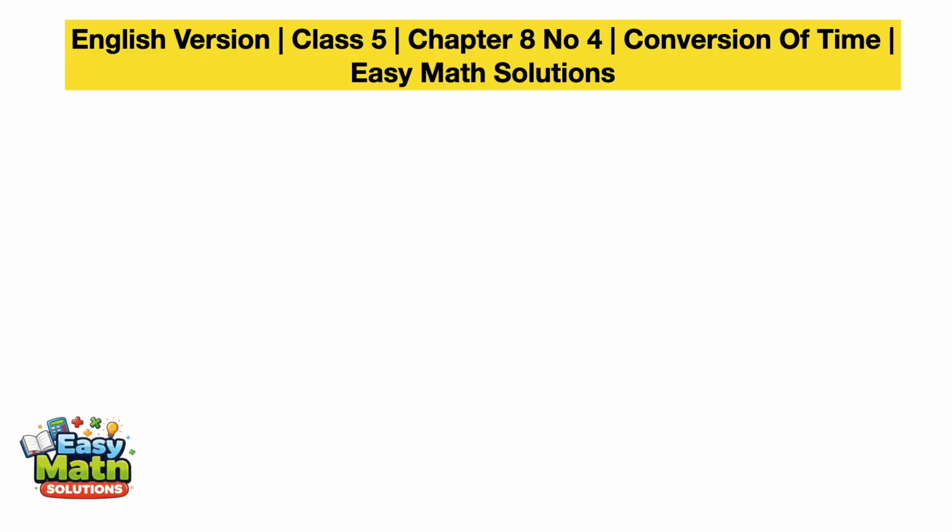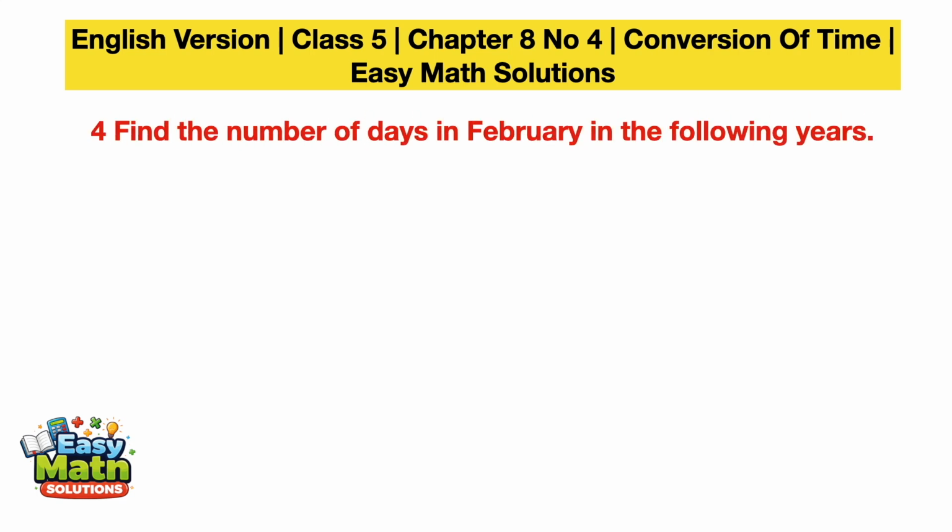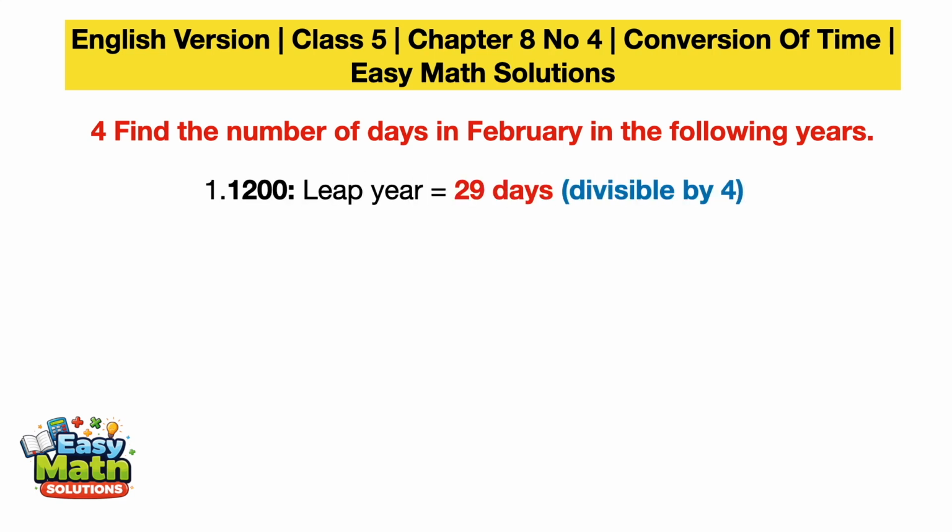English version mathematics class 5 chapter 8 time conversion. Number 4, find the number of days in February in the following years. Number 1, 1200. It's a leap year, because a leap year can be divided by 4. If the number of the year can be divided by 4, that means it's a leap year. Okay, and if you cannot divide it by 4, it is not a leap year. That means it's 28 days.